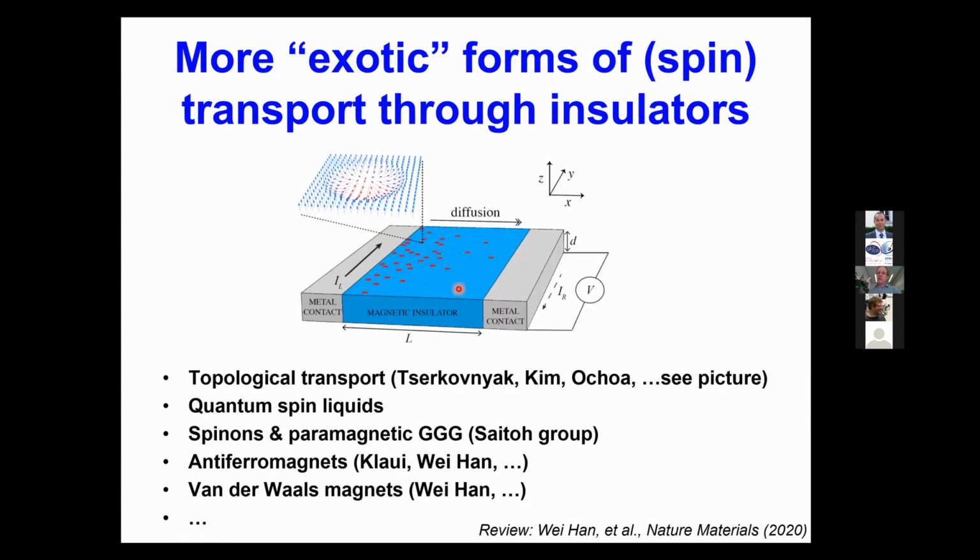Now I want to end the discussion of magnetic insulators with more exotic forms of spin transport through insulators. So in principle, this setup of having a metallic lead with a large spin Hall effect, such that you're able to establish a spin accumulation at an interface with some other material, allows you in principle to think about spin transport through any system that has some magnetic properties, or even non-magnetic properties, as I'll discuss towards the end. So there are several examples that are being discussed in the literature. This list is probably not complete, so I hope I don't offend any of you.